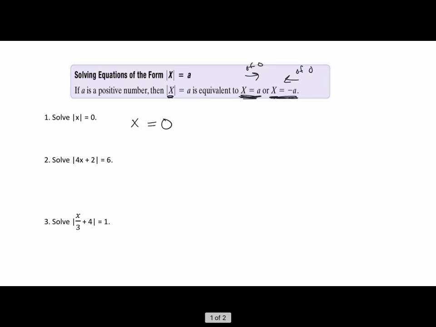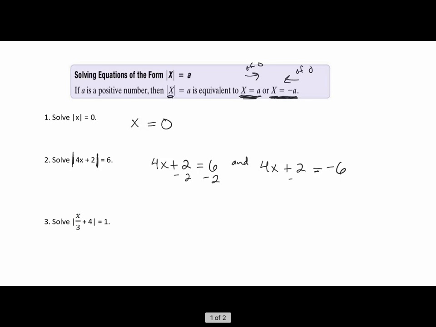For number 2, though, the absolute value of 4x plus 2 equals 6. So the distance from 0 to what's inside the absolute value is 6 units. So we set what's inside equal to 6 for the right side, and we set what's inside equal to negative 6 for the left side of 0. And then we solve those resulting equations.